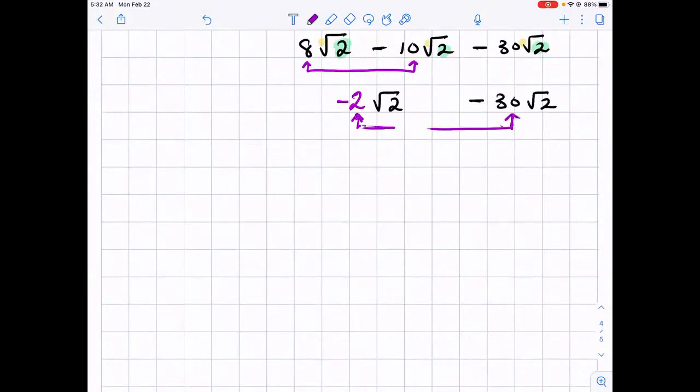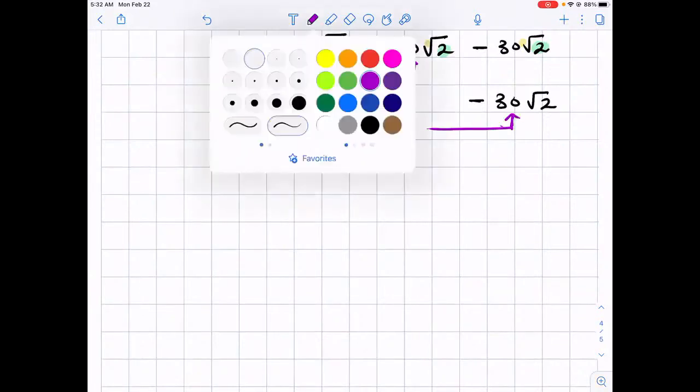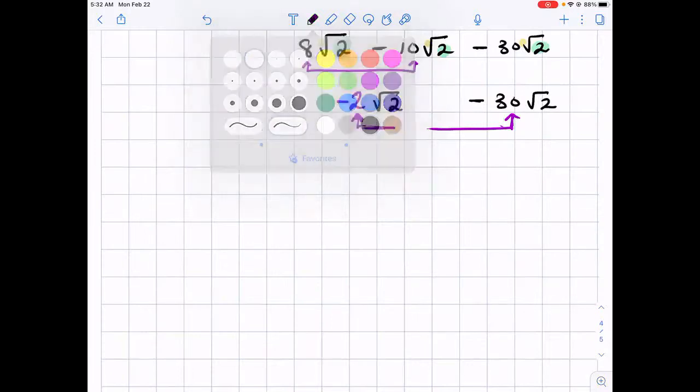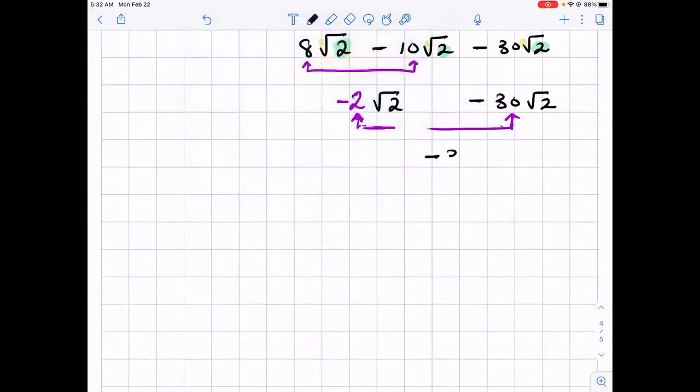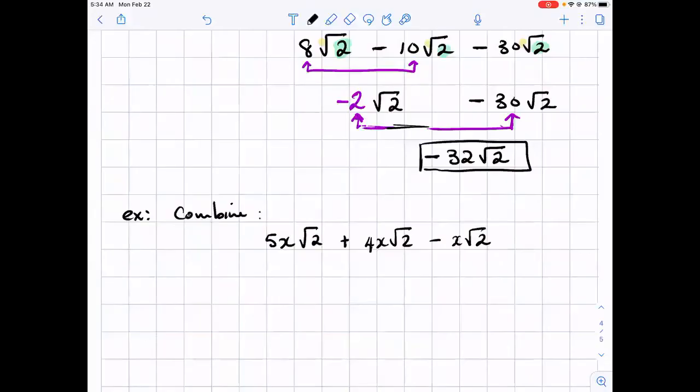I look at my coefficient, and minus 2 minus 30, that becomes minus 32 radical 2. And here is our final answer. Okay, that's our final answer. So we can also have examples where we have variables in them, right?